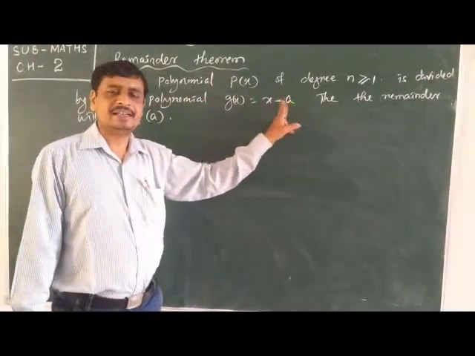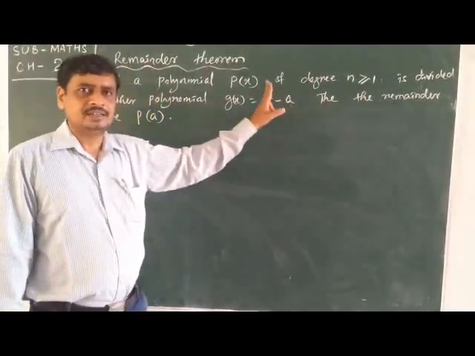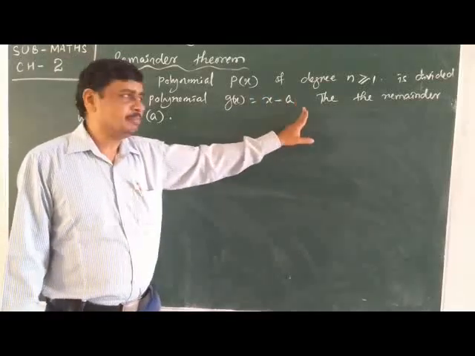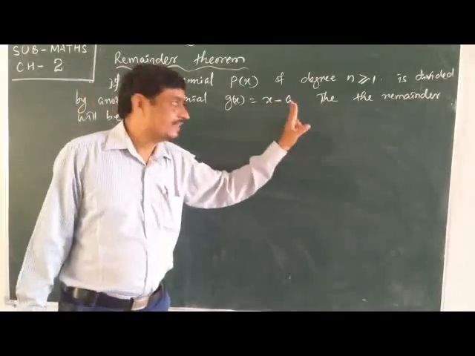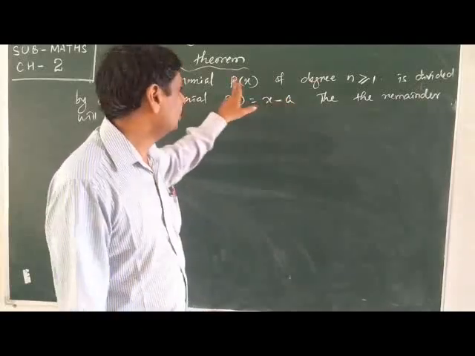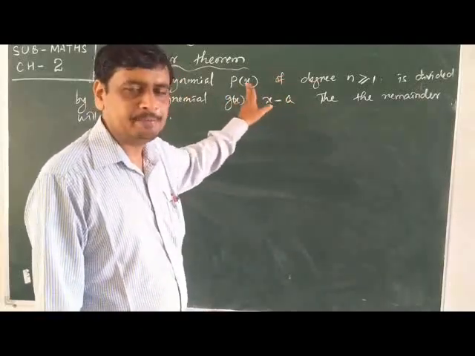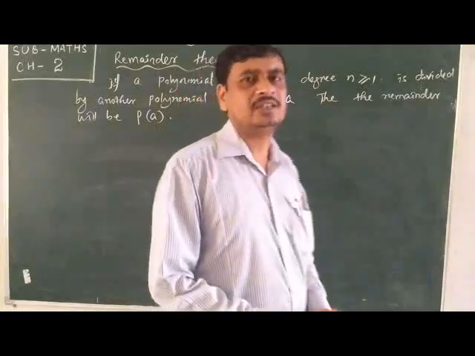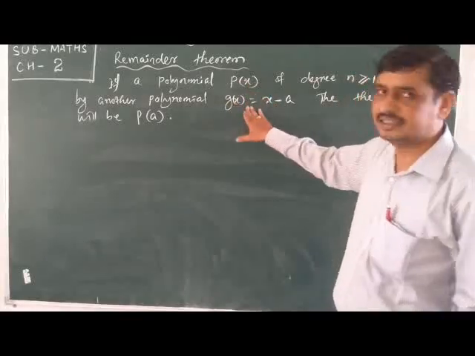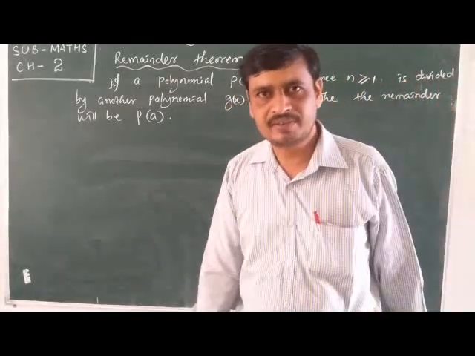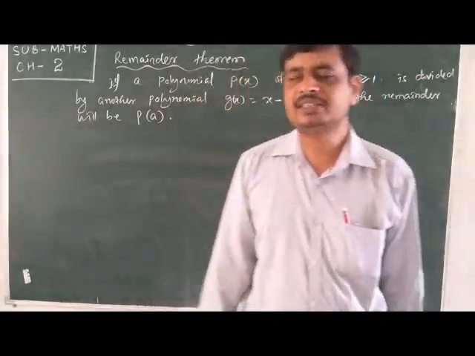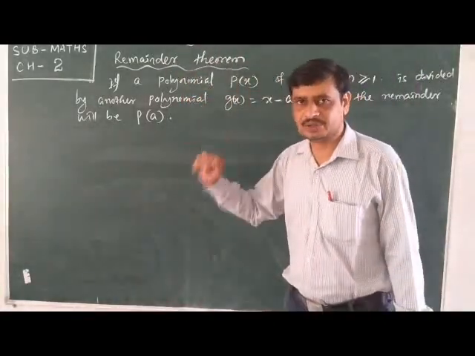Since the divisor is x minus a, we have to put a in place of x. This a will replace x in the polynomial p(x), and then we will get p(a). What we obtain in p(a) becomes the remainder when p(x) is divided by g(x). Without the long division method, we can find the remainder by using this theorem.